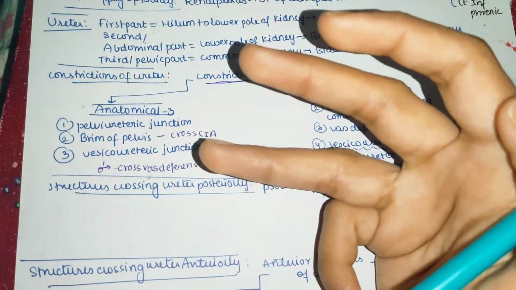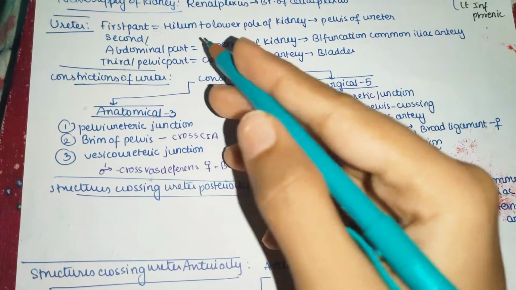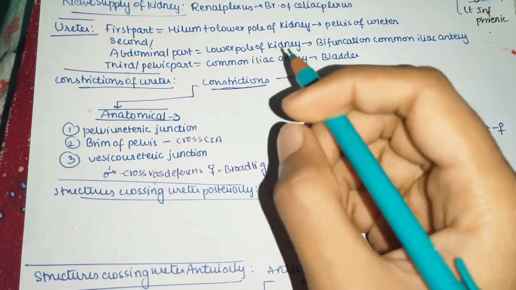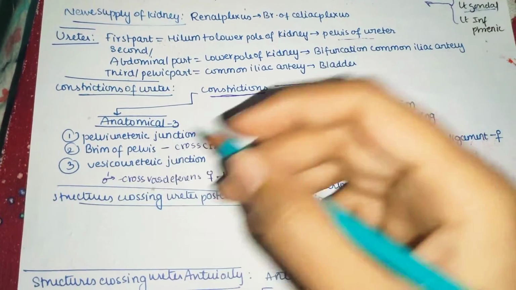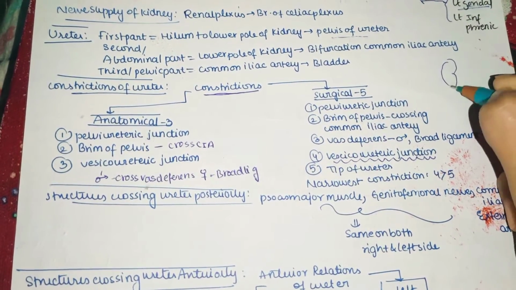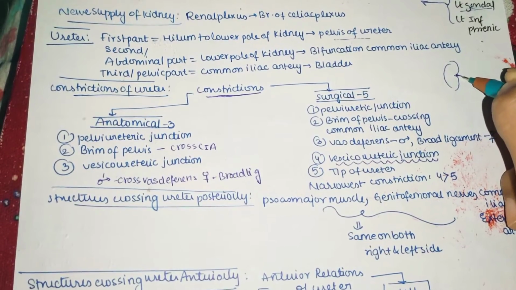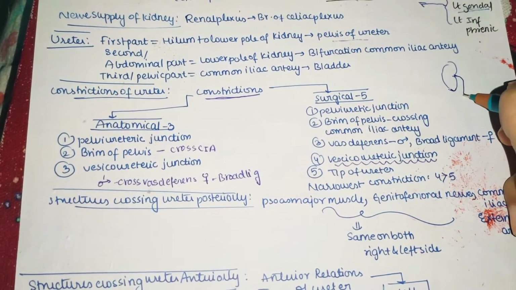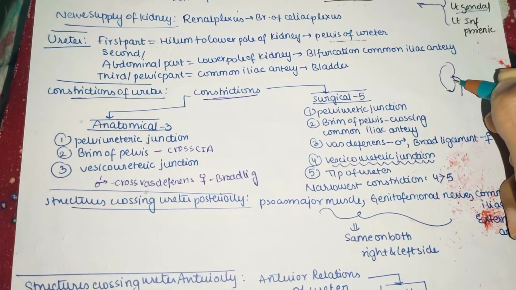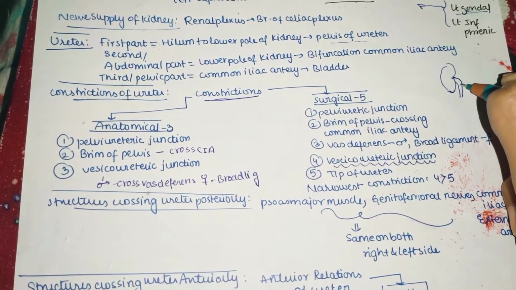Ureter is divided into three parts. First part, which is coming from hilum to lower pole of kidney, that is from the pelvis of ureter. So from hilum to the lower pole means till here only. This is the lower pole of kidney till here. So this part is called pelvis of ureter. Okay, this is pelvis part.